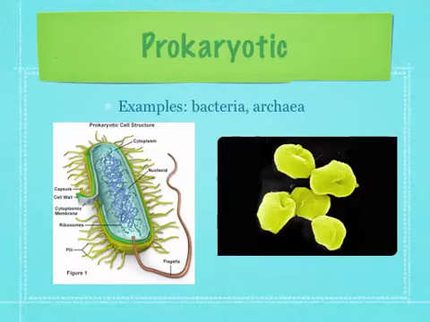Prokaryotic cells, like I said, are primitive or not as evolved as eukaryotic cells. So an example would be bacteria and archaea. These are types of organisms that live in very extreme environments like hot springs, so very dark, hot places where most of the time things can't live. There are certain types of unicellular organisms that can live in those types of environments.